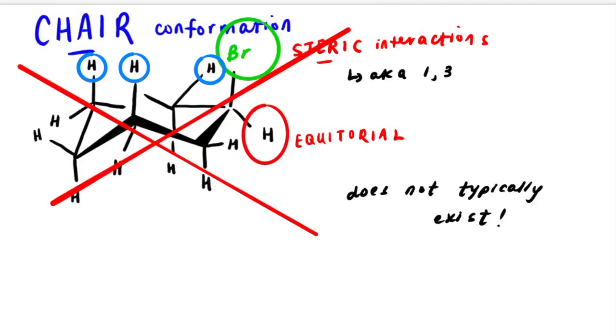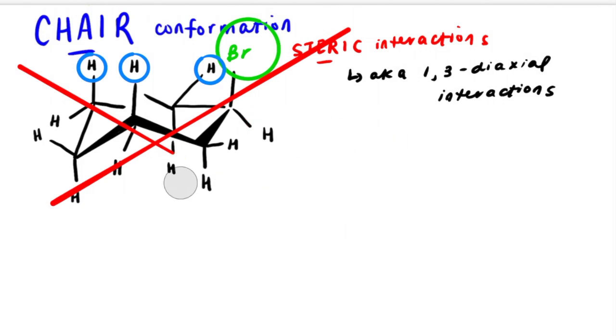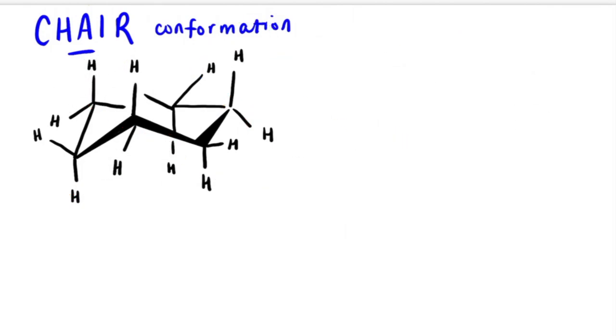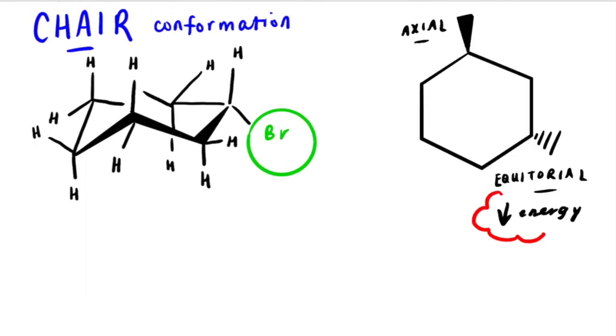These interactions are also known as 1,3 diaxial interactions, where the numbers 1 and 3 describe the distance between the substituent and each of the H's. For this reason, cyclohexanes with an equatorial substituent are usually preferred. A chair conformation with equatorial positions requires less energy and is therefore more stable.